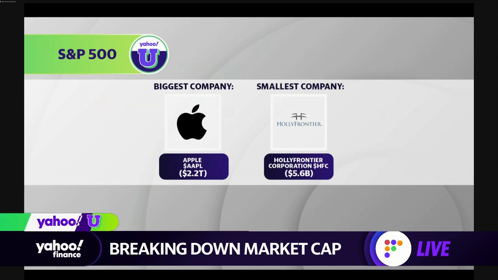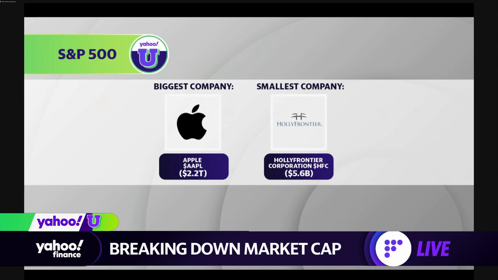But as of earlier this week, the largest stock in the S&P 500 by weighting was Apple, and their market cap is about $2.2 trillion. So that not only makes them a mega cap, that makes them a mega mega cap company. Now, the smallest stock weighted in the S&P 500 is a company called HollyFrontier Corporation. It's a petroleum refiner based in Texas, and their market cap is only $5.6 billion. That's about 400 times smaller than Apple.